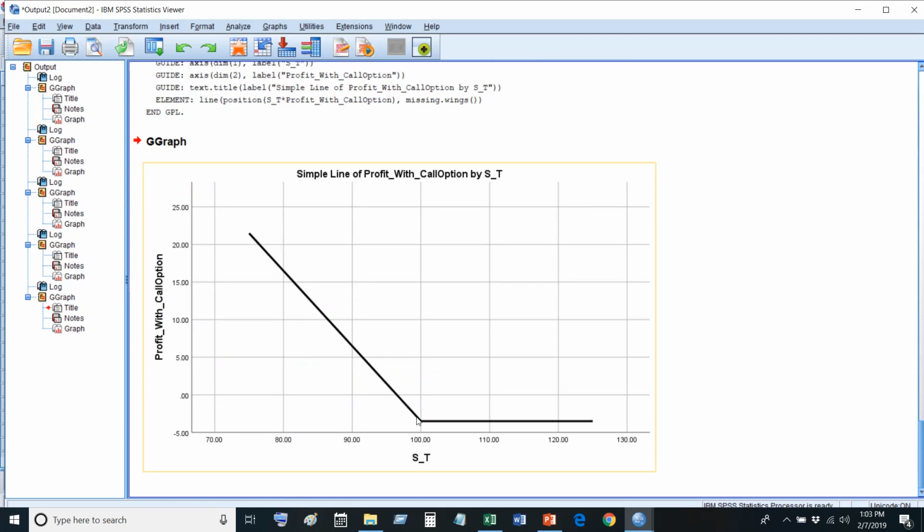Profit linearly decreases up to a certain spot price like 100, which was our strike price. Now above the strike price, if the spot price increases, our loss is minimized. This is -5 and this is 0, so our loss is minimized.